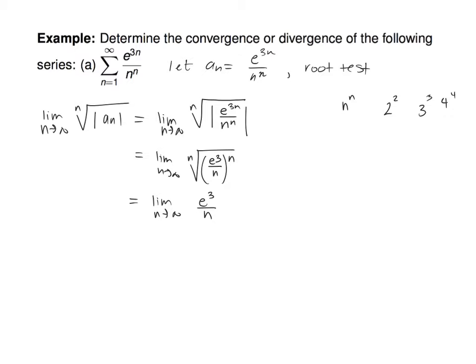So a number less than 1? Yeah, well, actually, even better. What number does that actually limit to? 0. 0, exactly. You've got a constant over n.